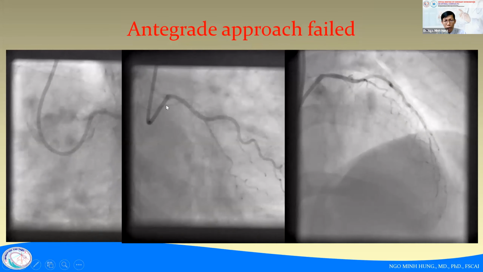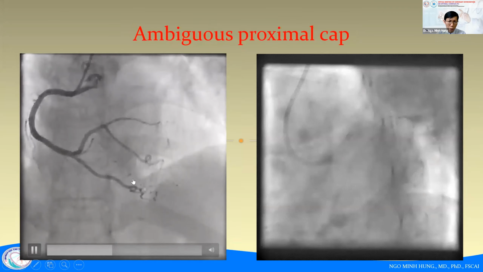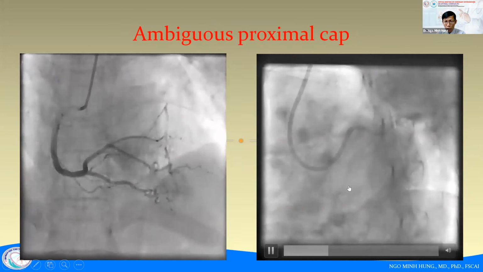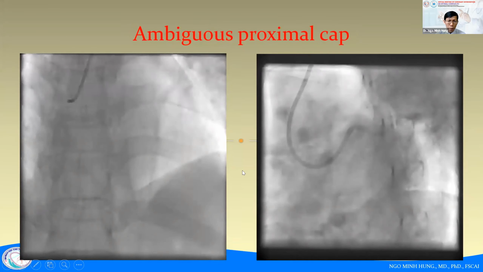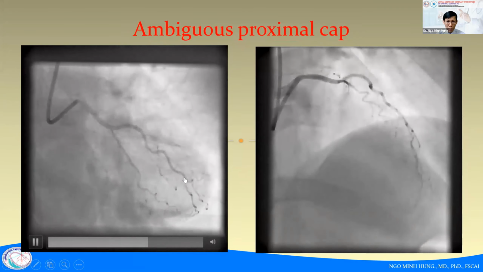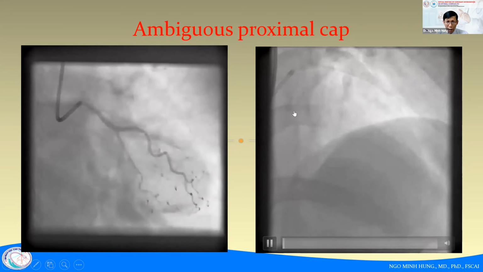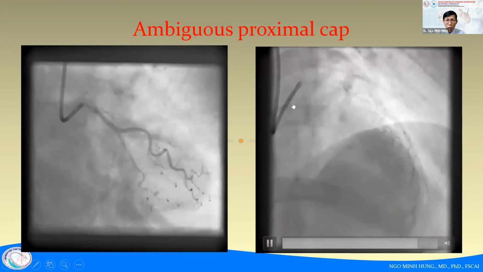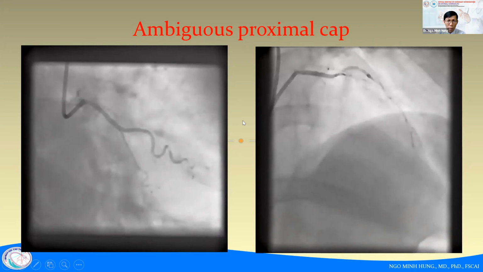So when we put the guiding catheter here, we tried to go retrograde from the OM to the LAD, but we failed. And we went from the right side, but we didn't have good collateral from the right to the left side. So I tried to go retrograde from the OM to the LAD, but there was no epicardial collateral. So we don't know where the proximal cap is in order to poke, because if we poke without any clue, we can cause a complication.